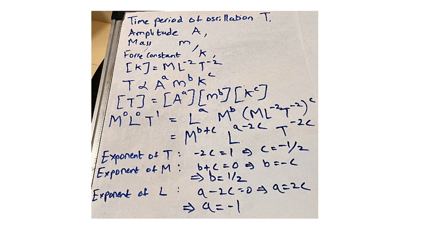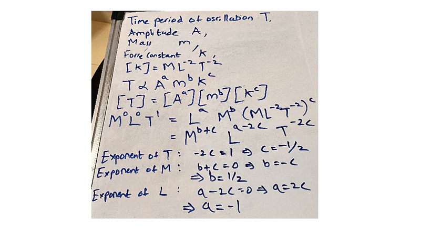So this is length raised to a, this is l raised to a. This mass has the dimension of mass, that is M, and this will be capital M raised to b. And the force constant has a dimension of M, L to the power minus 2 and T to the power minus 2, that is raised to the exponent c.